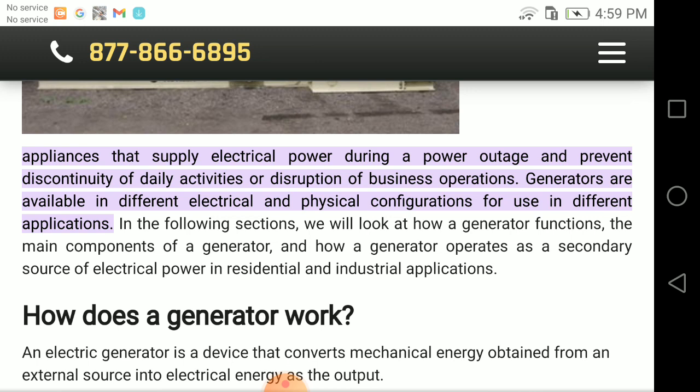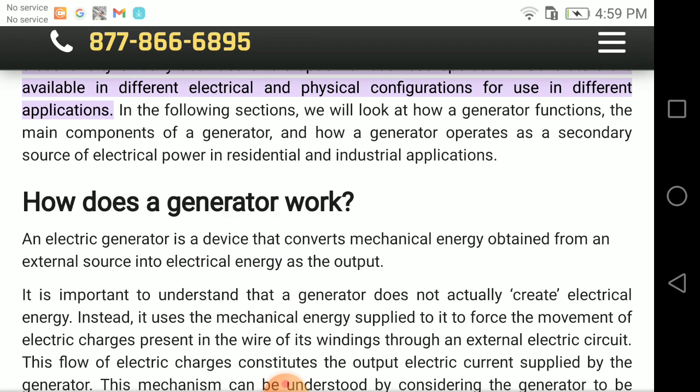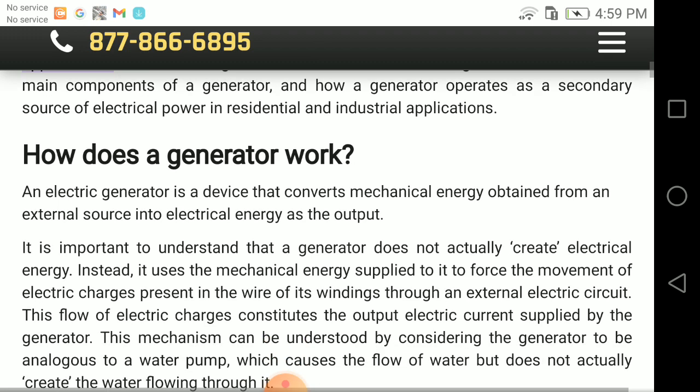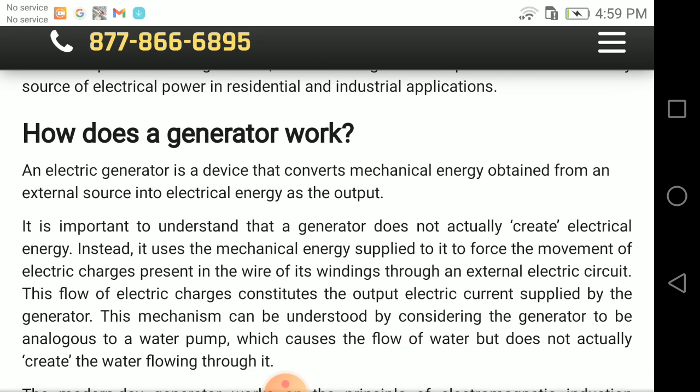How does a generator work? An electrical generator is a device that converts mechanical energy obtained from an external source into electrical energy as the output. It is important to understand that a generator does not actually create electrical energy. Instead, it uses the mechanical energy supplied to force the movement of electric charges present in the wire of its winding through an external electric circuit. This flow of electric charges constitutes the output electric current supplied by the generator.